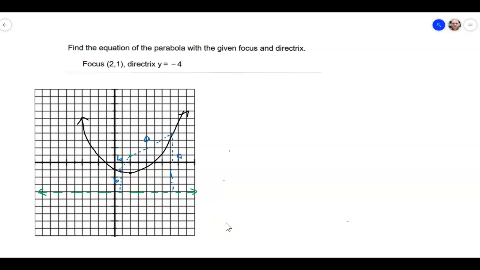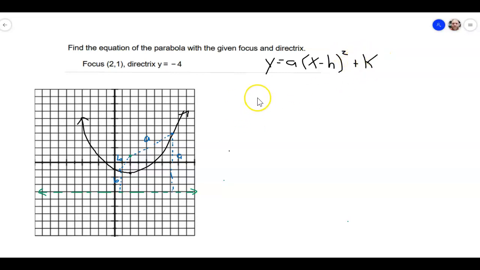All right, so now that we've defined it and we know what this directrix is and what this focus is, let's talk about the standard form of the parabola, or the equation of the parabola, and go from there. It's going to look like y = a(x - h) squared + k.